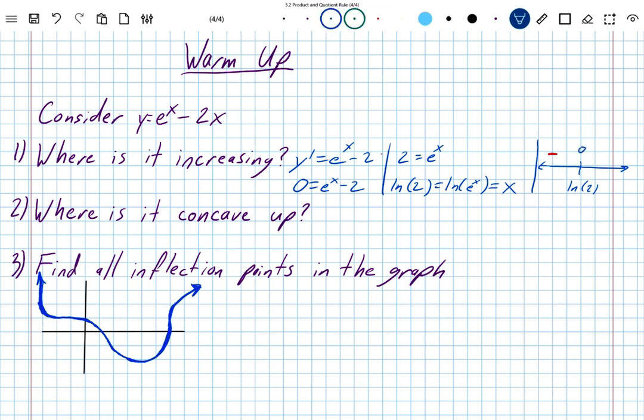And again, I'm plugging into my derivative because I want to know where my derivative is positive. And the answer is not below 0, maybe above 0. Let's pick a number bigger than natural log of 2. How about 100? e to the 100 minus 2 is definitely positive. So that's enough for me to just kind of ballpark. It's positive over here.